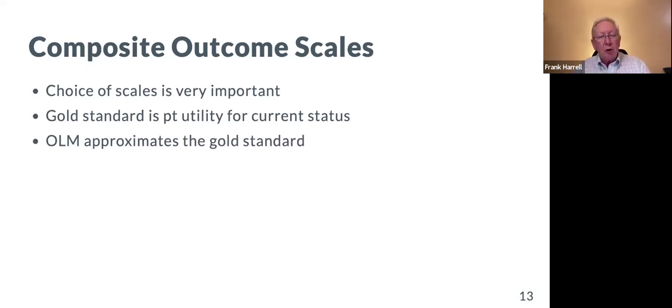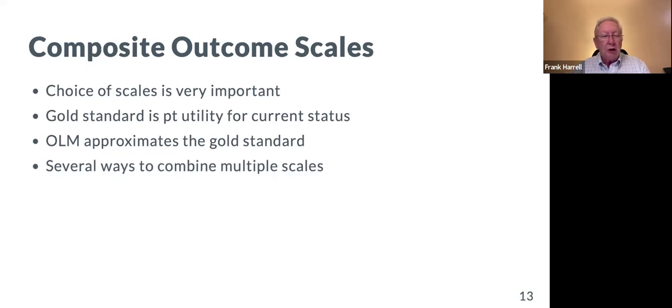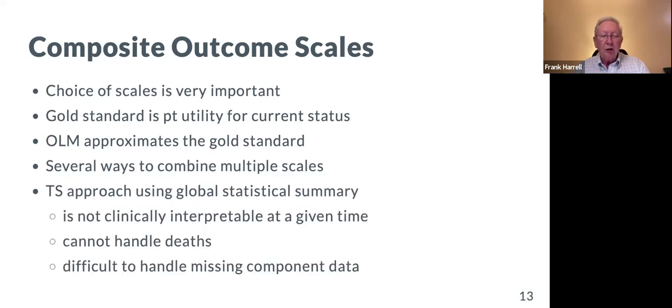The OLM approach is approximating the gold standard. Without having to do the utility study, but by having outcome categories that are ranked in utility order, it is mimicking the gold standard method. Now, when you have multiple scales, as the time savings advocates discuss at length, if you know how to combine them, you can increase your power. The interpretation may sometimes get a little bit more difficult.